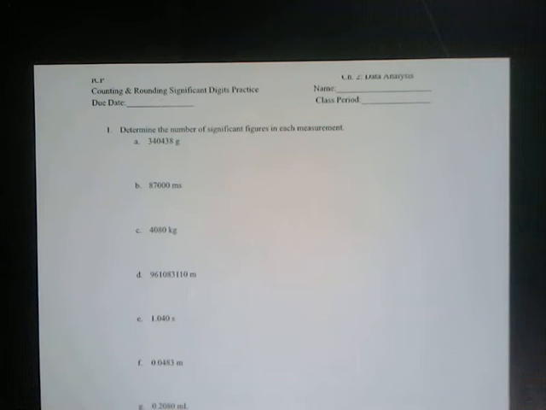Today, what we are going to do is some extra practice on counting and rounding significant digits. Now, this is something that often trips people up or causes some people to be confused, but just remember, we outlined a set of rules in our notes, and all we're going to do here is apply those rules to some examples. So the first thing here, it says determine the number of significant figures in each measurement.